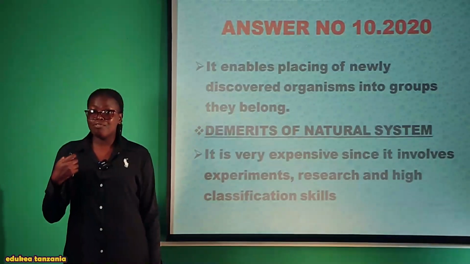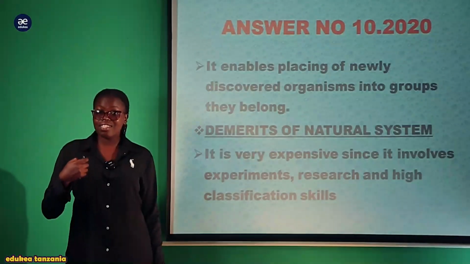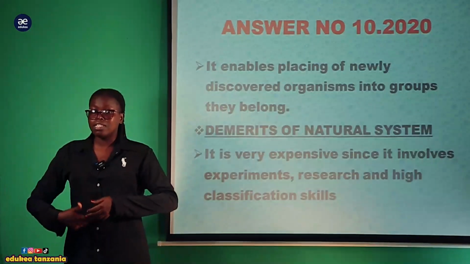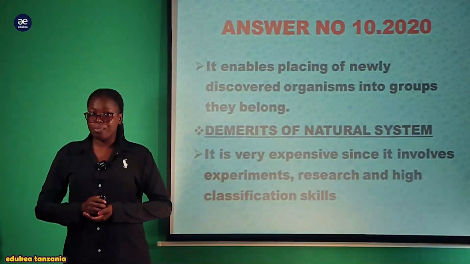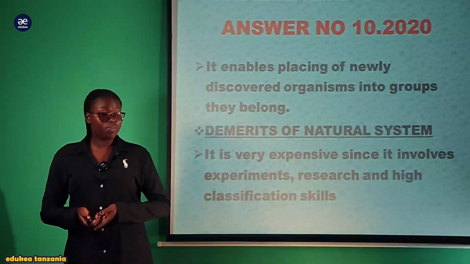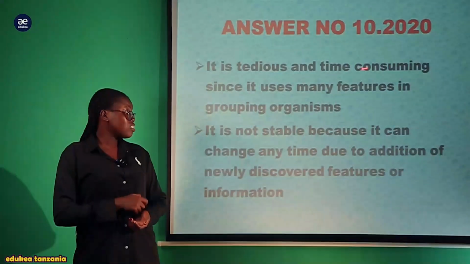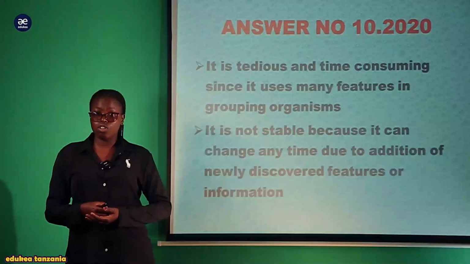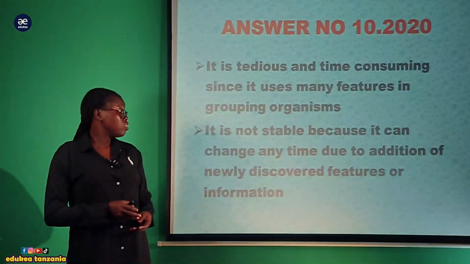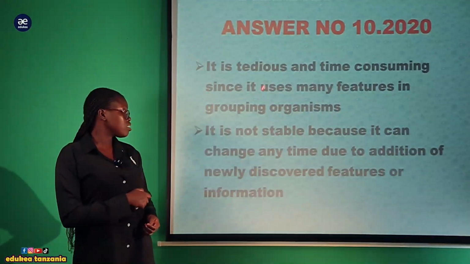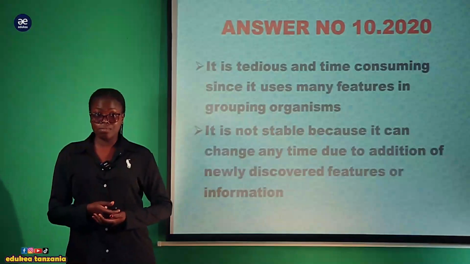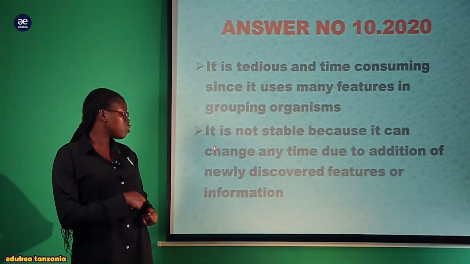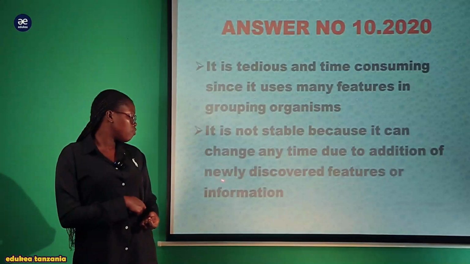Also, this process involves the use of highly scientific skill. Biological procedures are used in studying the genetic makeup of these living organisms so as to group them. It is tedious and time consuming, since it takes time for the collection of data and uses many features in grouping organisms. Another disadvantage of the method is that it is not stable, because it can change anytime due to addition of newly discovered features or information.